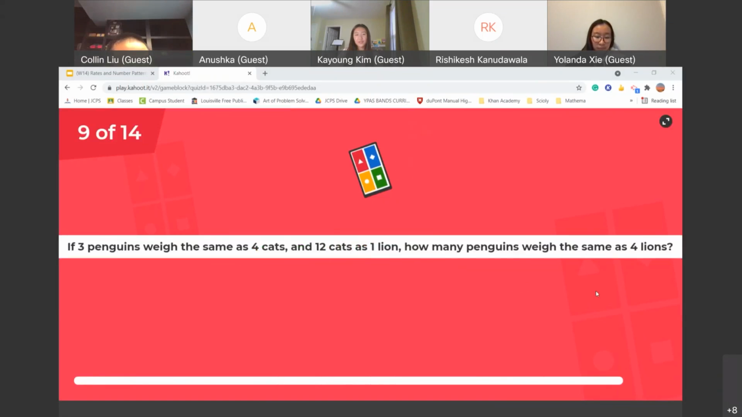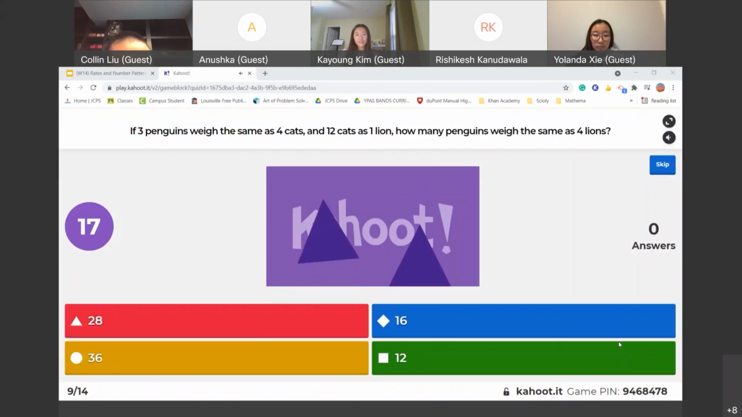3 penguins with 4 cats and 12 cats and 1 lions. So 48. 48 is not an option. 48 divided by 4. No, 48. I'll give you a hint. It's divided by 3. It's yellow. Trust me this time. 48 divided by 3. It's yellow. It's yellow.